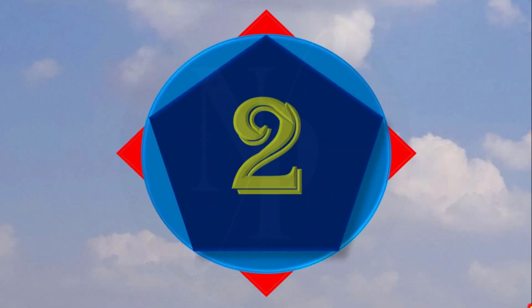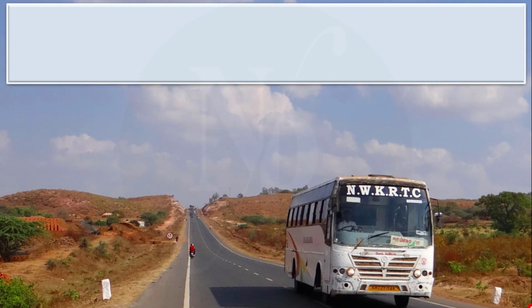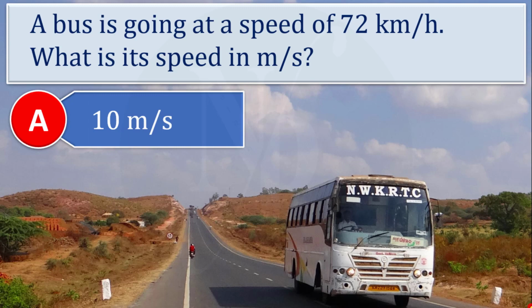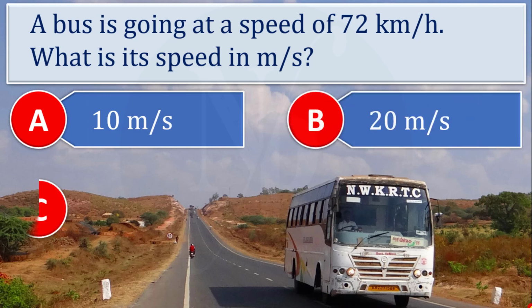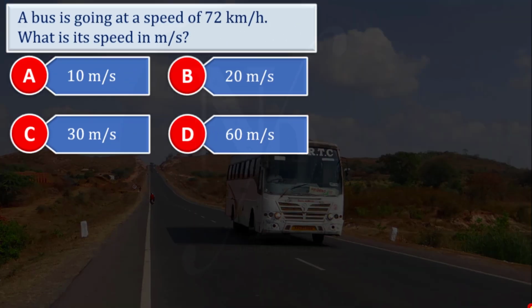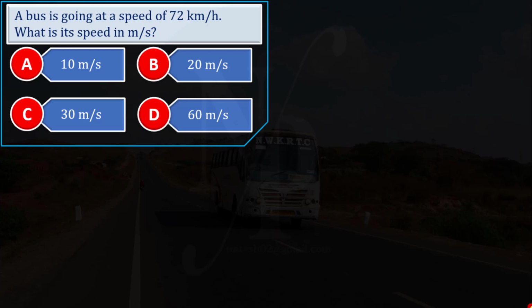Question number 2. A bus is going at a speed of 72 km per hour. What is its speed in meter per second? 10 meter per second, 20 meter per second, 30 meter per second, 60 meter per second. Here the speed of a bus is given in kilometer per hour. We need to express it in meter per second, for which we make use of the conversion factor. 1 kilometer per hour is equal to 5 divided by 18 meter per second.